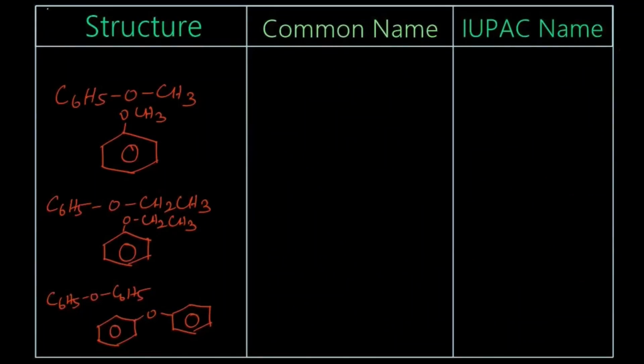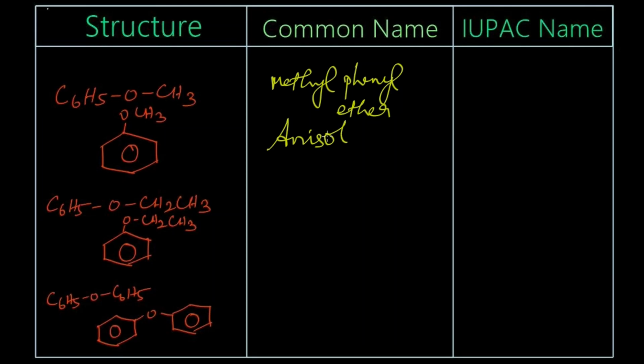Now we are going to name some aromatic ethers. Here the benzene ring is phenyl. This is methyl. So the common name for this compound is methyl phenyl ether. Or there is another name for this compound, that is anisole. That is anisole. It's a commercial name.